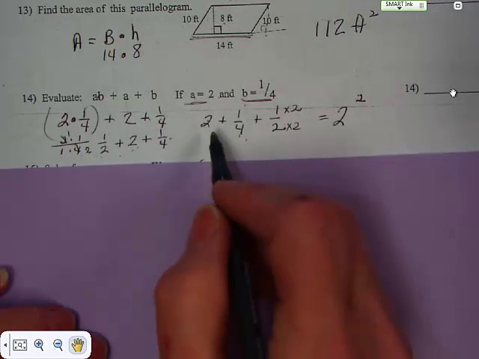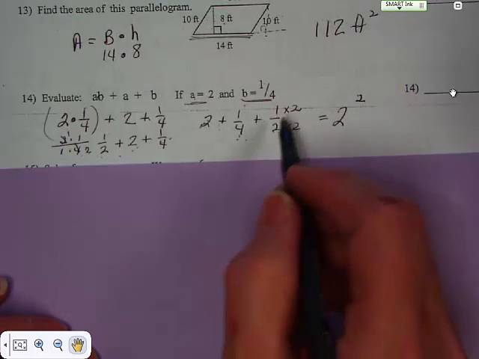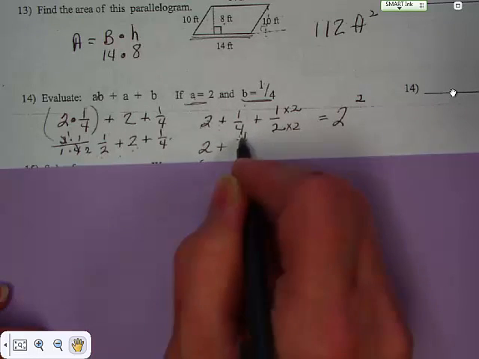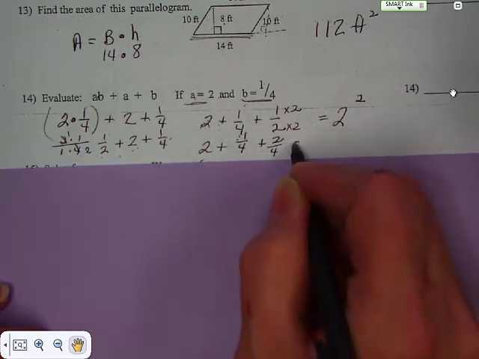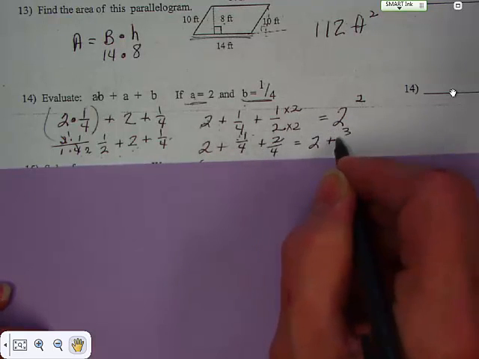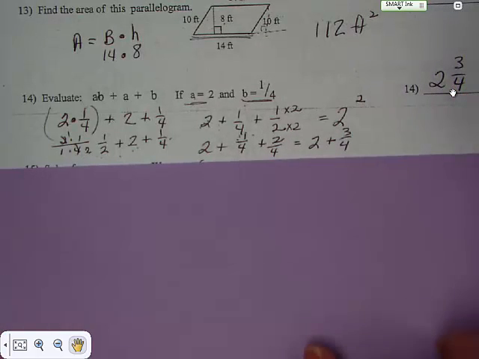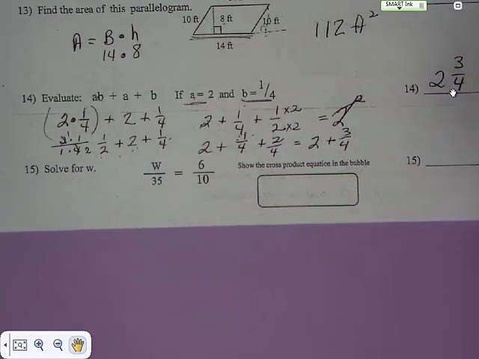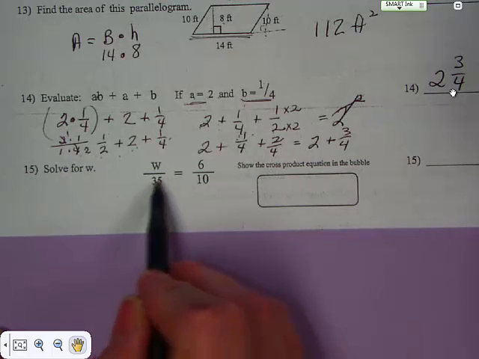Okay, I've got that right. And it's 2 plus 1/4 plus 1/2. Okay, so we change this into halves, and so we end up with 2 plus 1/4 plus 2 over 4, which ends up to be 2 plus 1 is 3 over 4, and that's 2 3/4. I was right the first time. I don't know why I doubted myself. Okay, sorry about that.